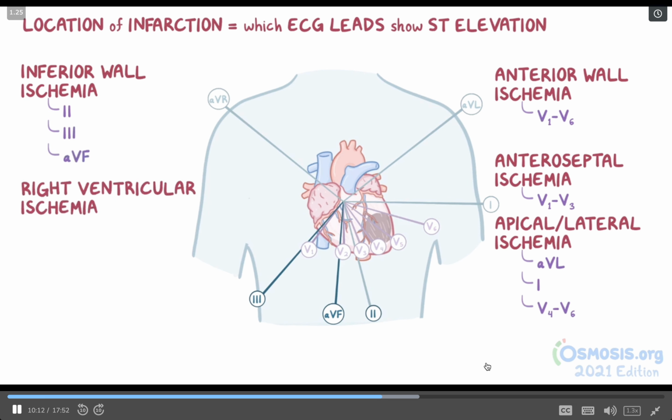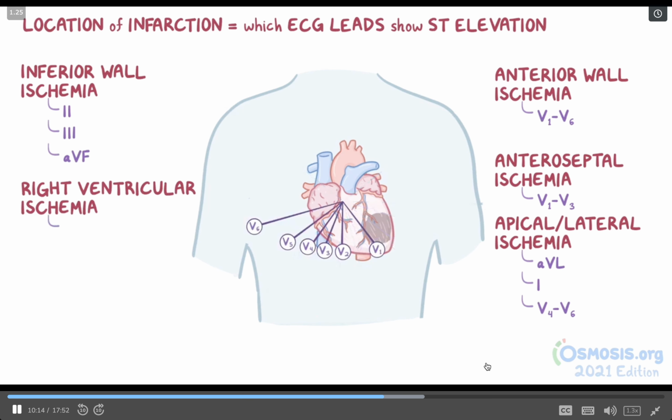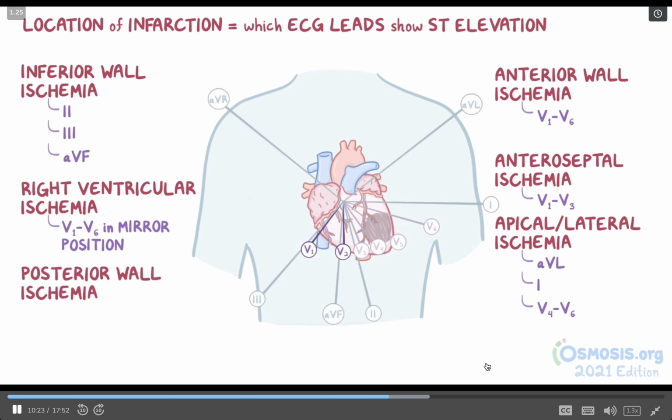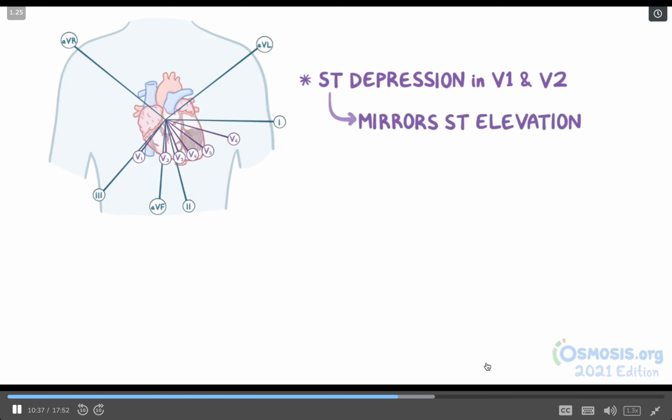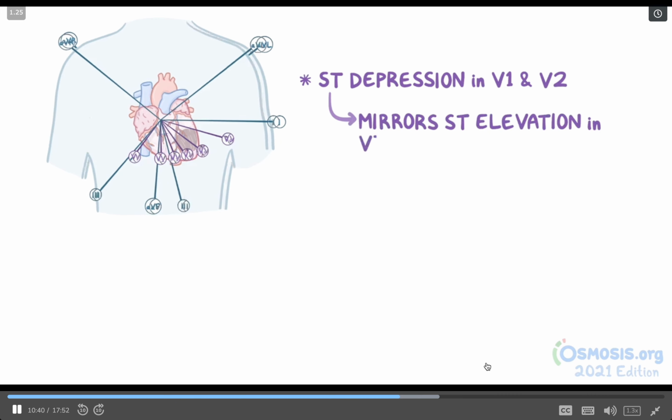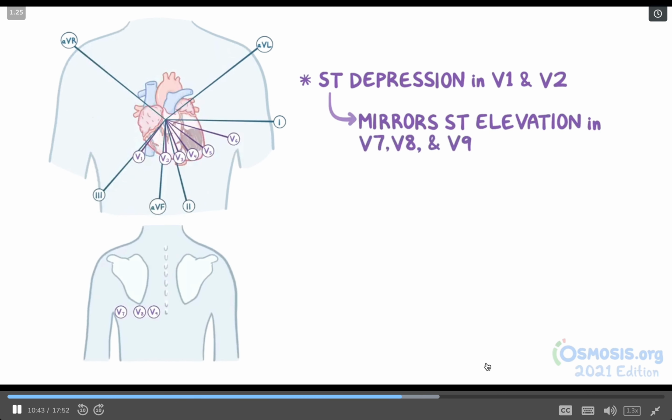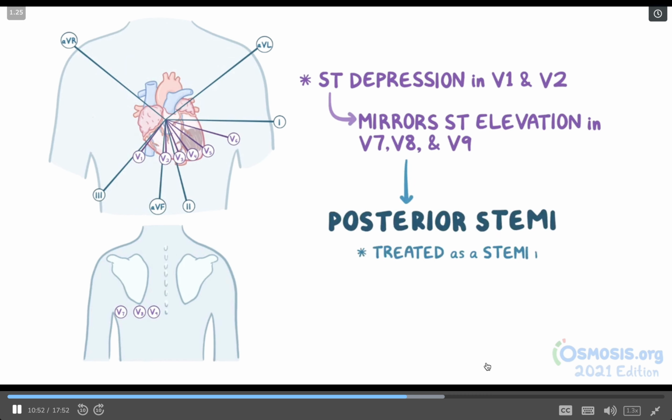Right ventricular ischemia will show up in the right-sided precordial leads, which can be obtained by placing leads V1 to V6 in a mirror image position on the right side of the chest. And posterior wall ischemia will show in the septal precordial leads, so V1 and V2, and posterior precordial leads. Now, ST depression in V1 and V2 is also important, because these anterior leads mirror the ST elevation that might be happening in the posterior precordial leads V7, V8, and V9, which are not included in the standard 12-lead ECG. In other words, they represent a posterior STEMI, which needs to be treated as a STEMI and not like an NSTEMI.